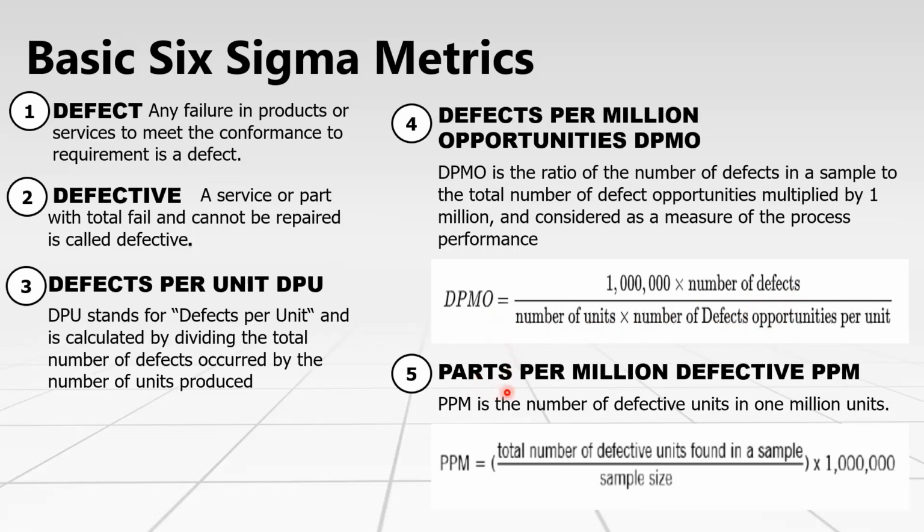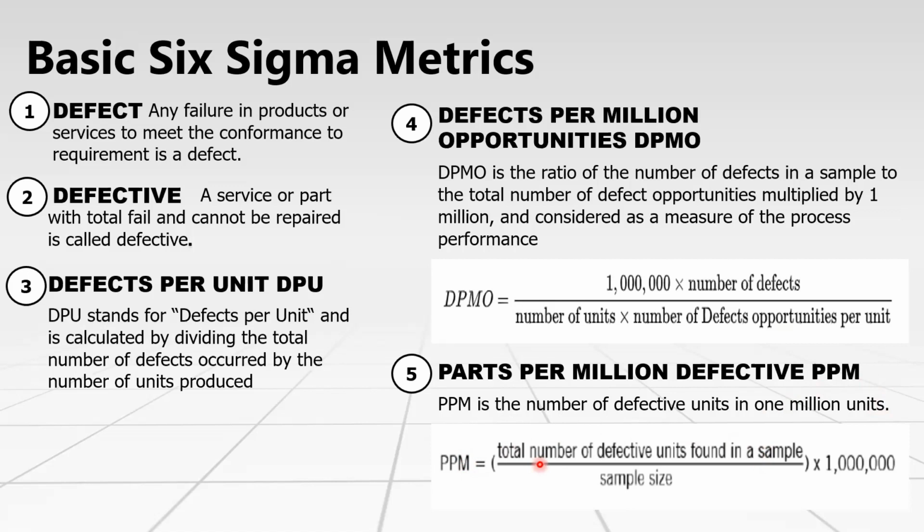Then we have number 5, the parts per million defective, or what is known as the PPM. The PPM is the number of defective units in 1 million units, so it's giving just an average rate for the defective. The first one was related to the average rate of defects per million opportunities, and the second one is the average rate of the defective, the PPM.